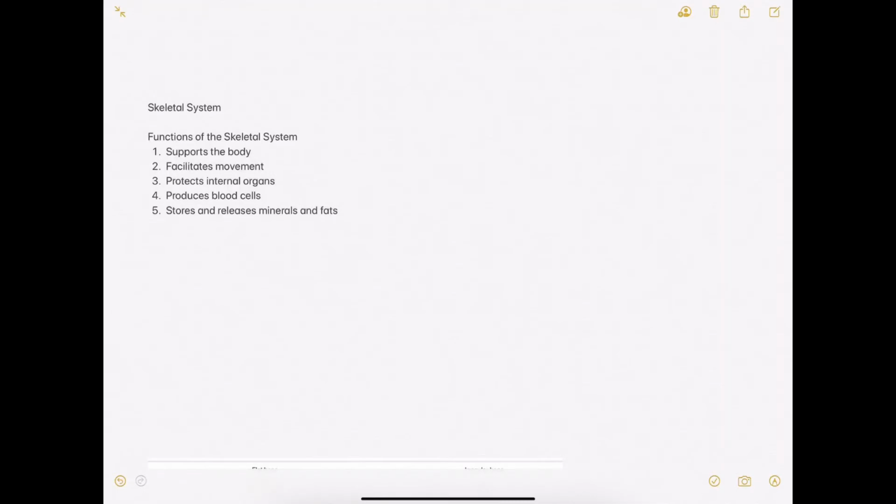The second critical function here is to facilitate movement. Now, the key word here is facilitate. When you think about movement, you might think about muscles, and you're not wrong, because muscles are responsible for producing movement. But muscles need to attach to something, right? And that something is our bones of the skeletal system. So bones act as points of attachment for our muscles in order to help movement occur.